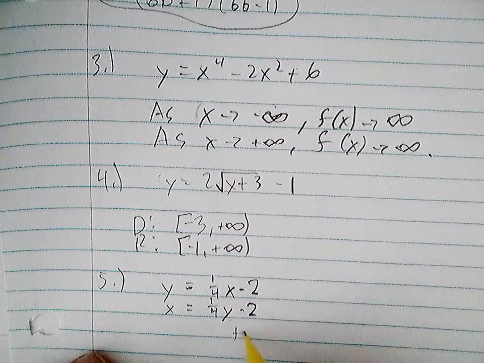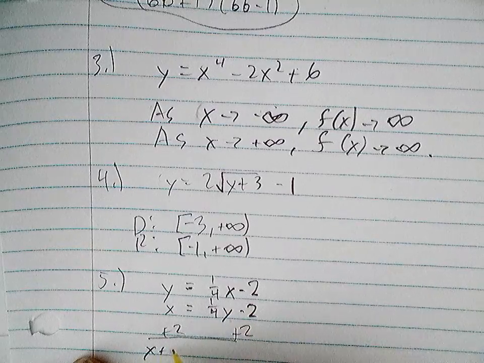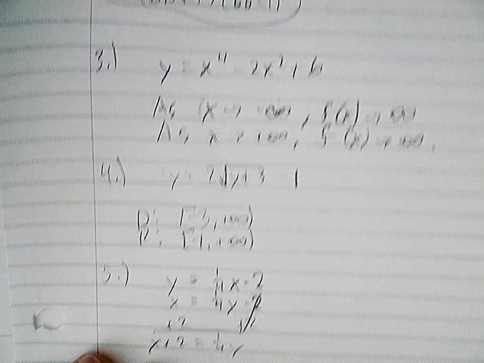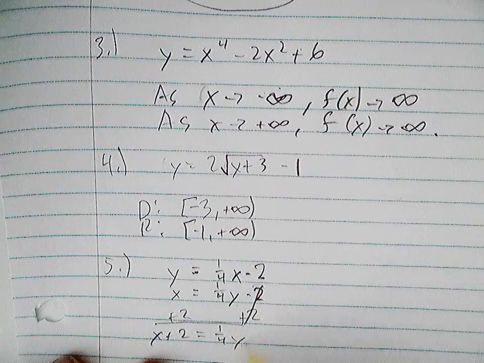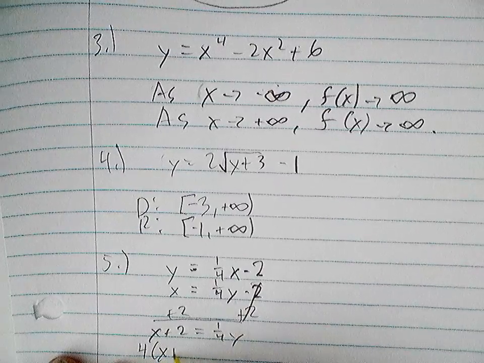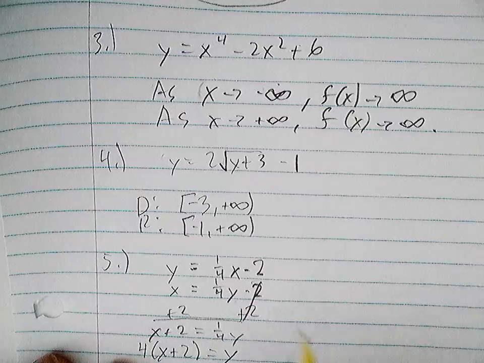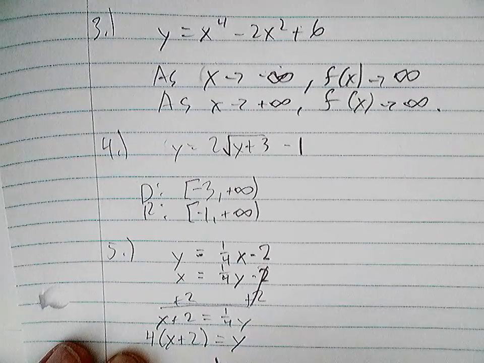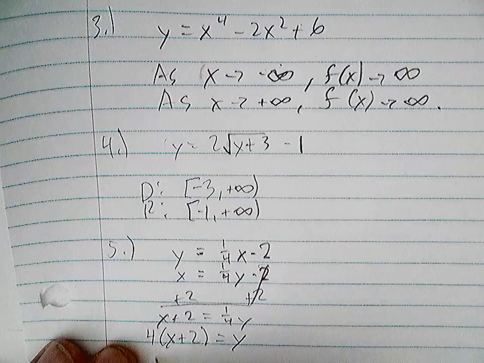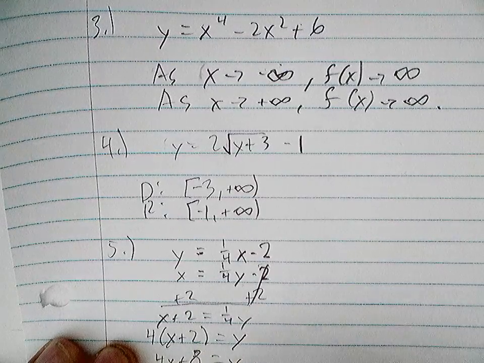So I'm going to add 2 to both sides. So I got x plus 2 equals 1/4 y. Then I'm going to multiply both sides by 4 to get my inverse function. And I think if it's like this, I'm going to go ahead and distribute the 4. So we got 4x plus 8 equals y.